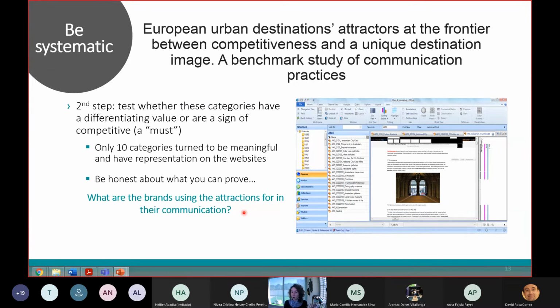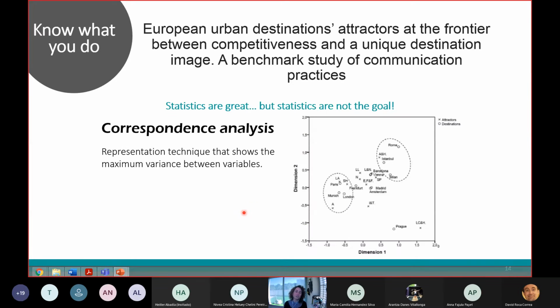Well, that was my coding process. So the second step was actually testing on it. And finally, proving or showing how these different attractions, which role they were playing, either competitiveness or distinguishing brand image. And here is where I use correspondence analysis.